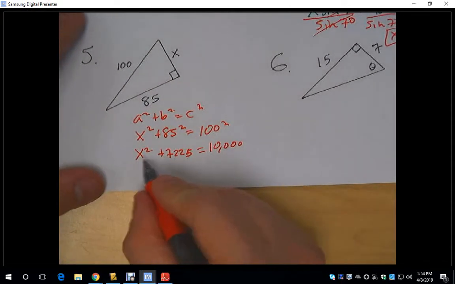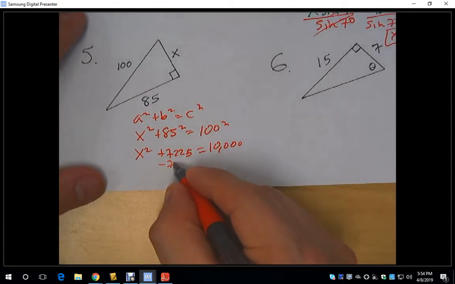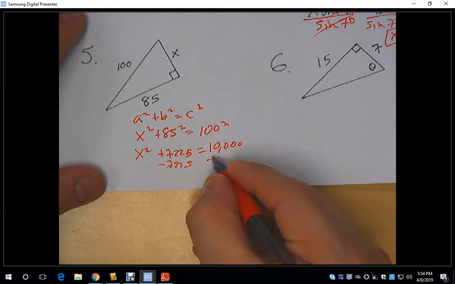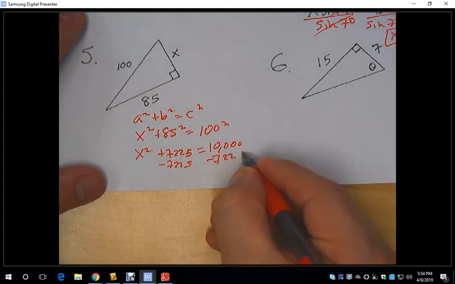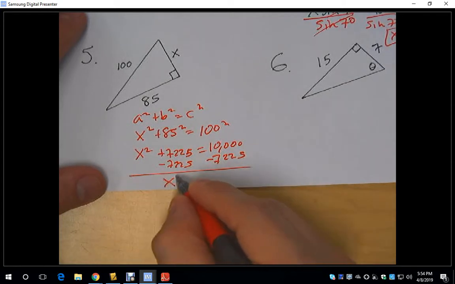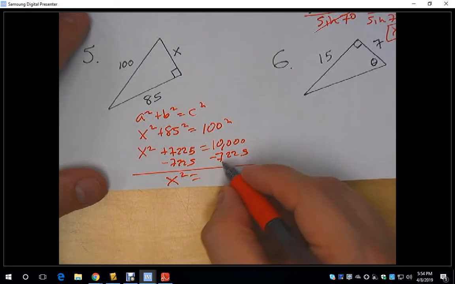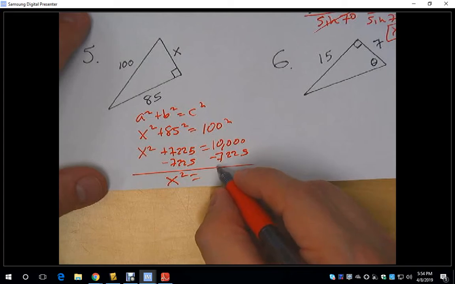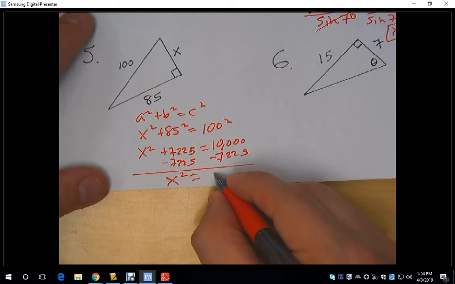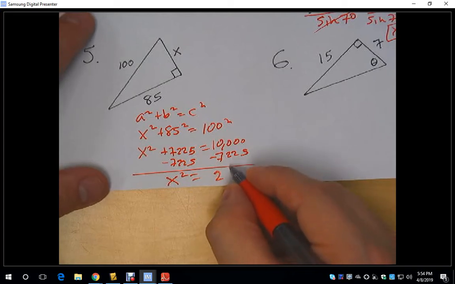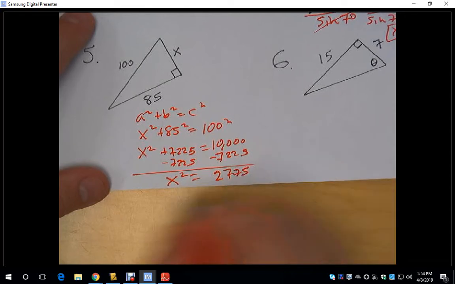So at this point, I'm going to subtract the 7,225 from both sides, and that's going to give me x squared equals, and what's that going to give me? It's going to give me 2,775. That looks about right.